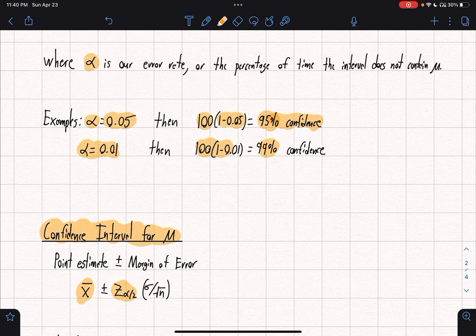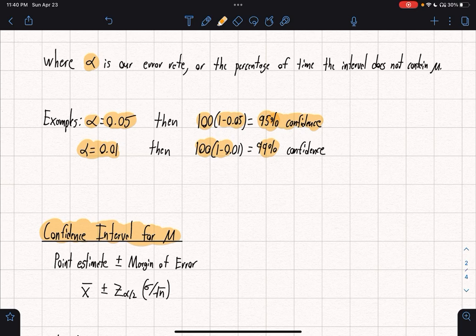So z values come from our tables. So it's going to be what we call a critical value. Z is our critical value. And then sigma over square root of n, this is what we call the standard error. And recall, we use sigma over square root of n because that was our standard deviation for our sampling distribution, or our standard deviation for x bar, which is why we're using sigma over root n there.